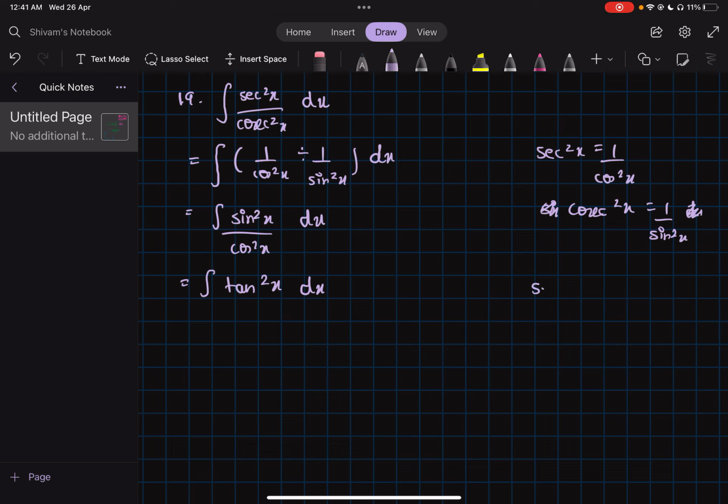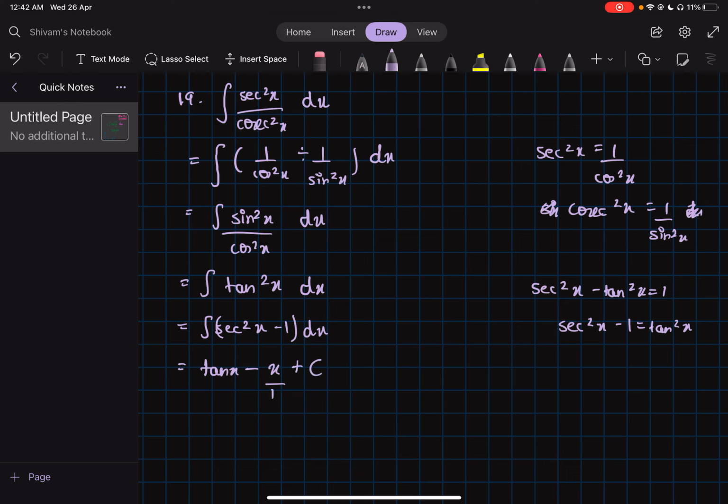So what we're going to do is express this using one of the three identities we learned in class 12. So we know that sec square x minus tan square x is 1. So from here tan square x is equal to sec square x minus 1, right? So we're going to write it as sec square x minus 1 dx. And then we know that for sec square x, the antiderivative is just tan x. Then for minus 1, we're going to just use the power rule. It's going to be divided by 1, but you needn't write that. So it's just tan x minus x plus c.